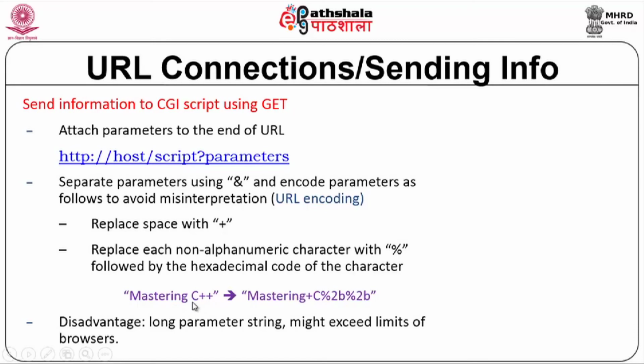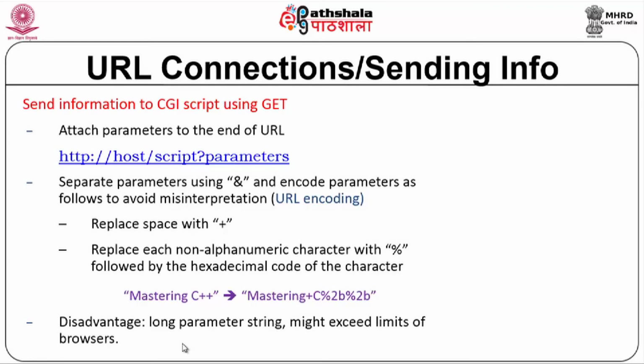So, there are two parameters. We can see that after this question mark we will have Mastering, then this space would be replaced by a plus, and C would be sent as it is, and there are non-alphanumeric characters like plus plus. So, these are replaced by a percentage symbol followed by the hexadecimal code of the character. So, this method of sending information is actually not advisable.